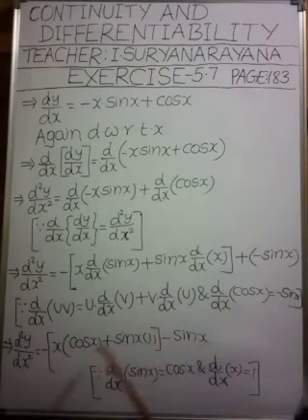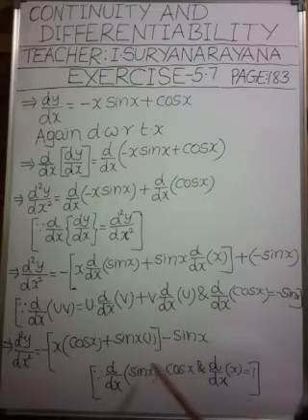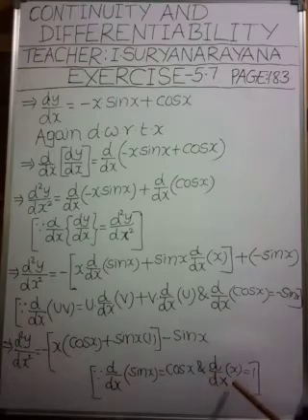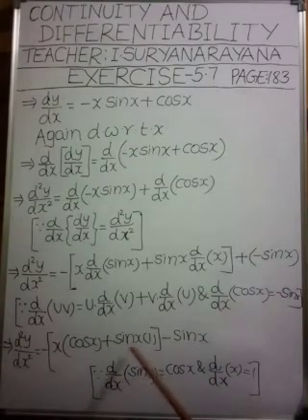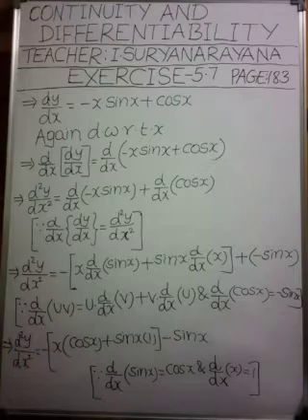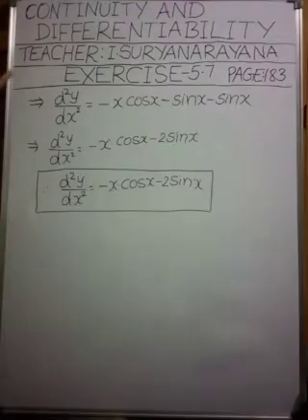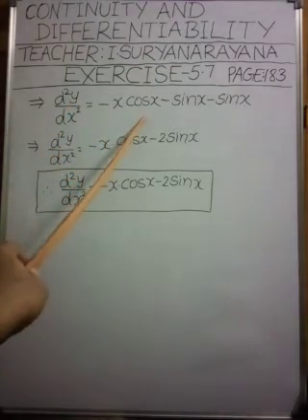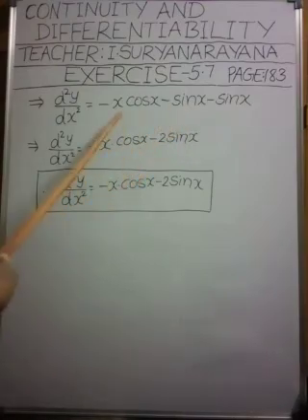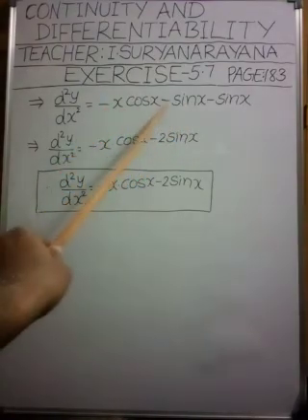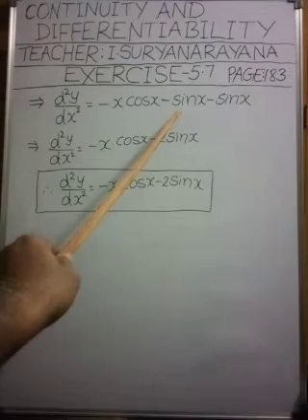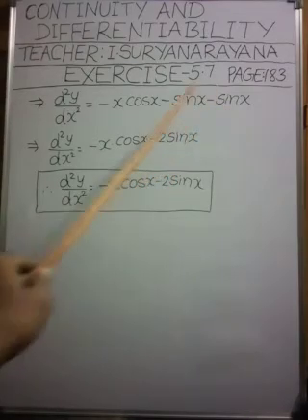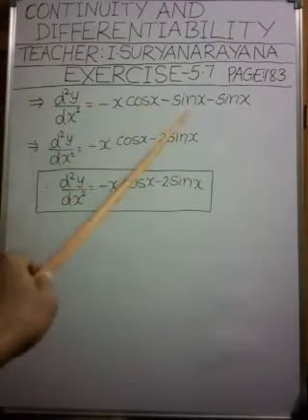Right. To get this step, what are the formulas we used here? d by dx of sin x is equal to cos x and d by dx of x is equal to 1. Understood this step, my dear children? Right. This implies d square y by dx square is equal to minus x cos x minus sin x. We multiplied by minus, then we get these two terms. This is the last term, minus sin x as it is we wrote. Understood this step, my dear children?